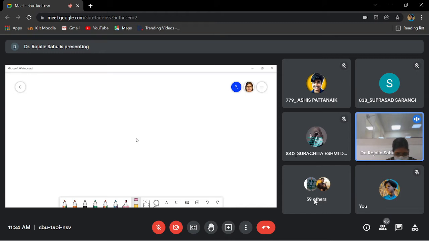So this is about type 1 electrode. So you just remember one thing that these electrodes are reversible with respect to the electrode material. Okay? So next we'll discuss type 2 electrode.